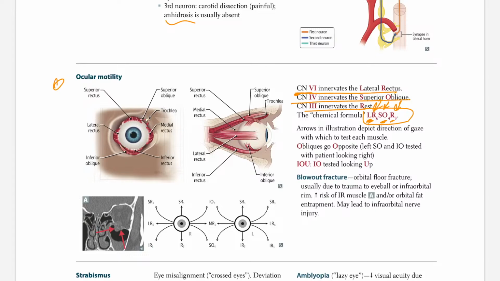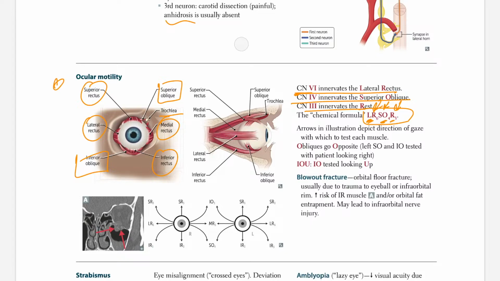Okay, taking a look at this image, where are they present? Lateral rectus is on the lateral side, medial rectus on the medial side, superior rectus, superior side, inferior rectus, inferior side. The two other muscles are inferior oblique and superior oblique. One important thing for superior oblique, there is a pulley mechanism through the trochlea. So it goes through the trochlea and then gets attached to the eyeball.